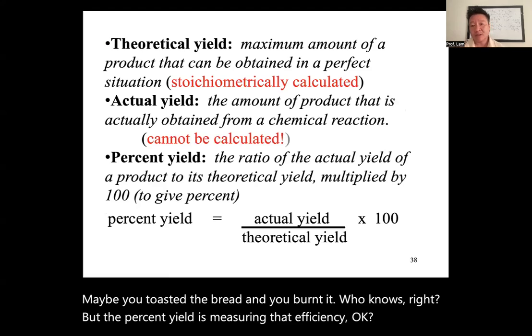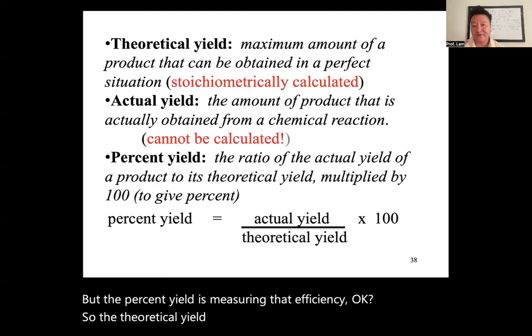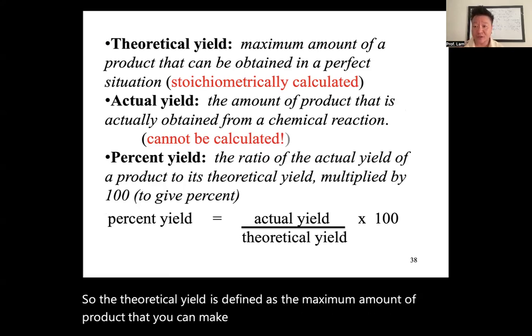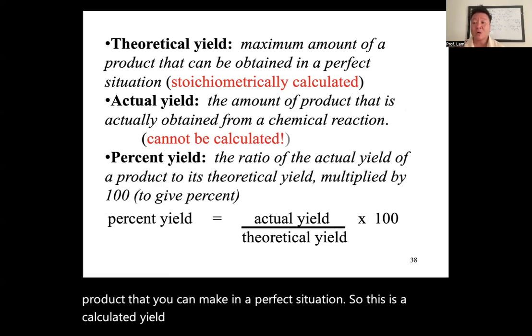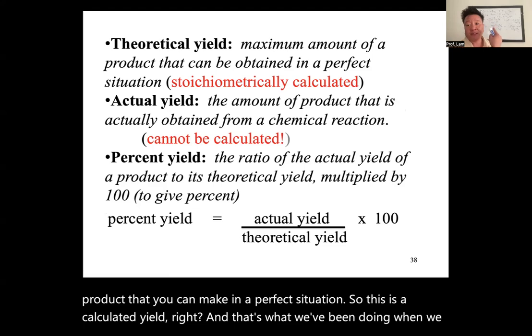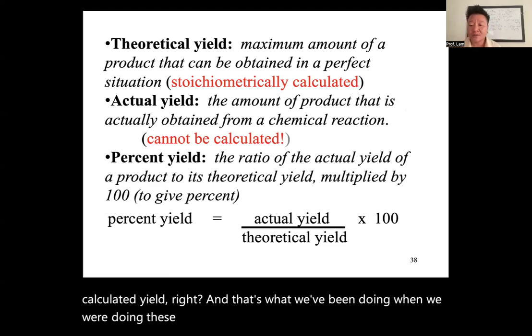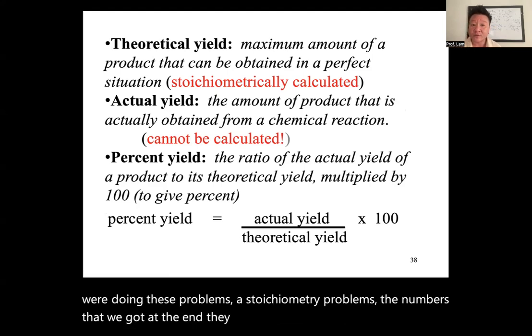So the theoretical yield is defined as the maximum amount of product that you can make in a perfect situation. So this is a calculated yield, right? And that's what we've been doing when we were doing these stoichiometry problems. The numbers that we got at the end, they were theoretical yields. Now, how is the actual yield different?